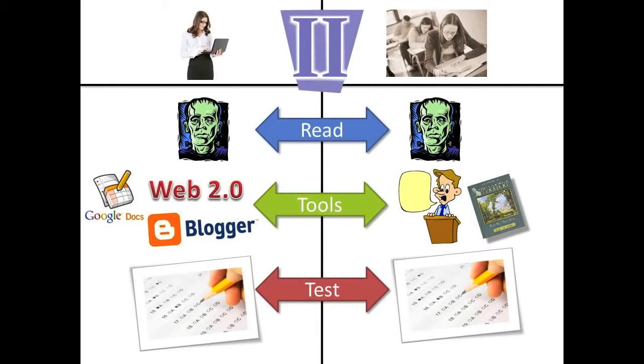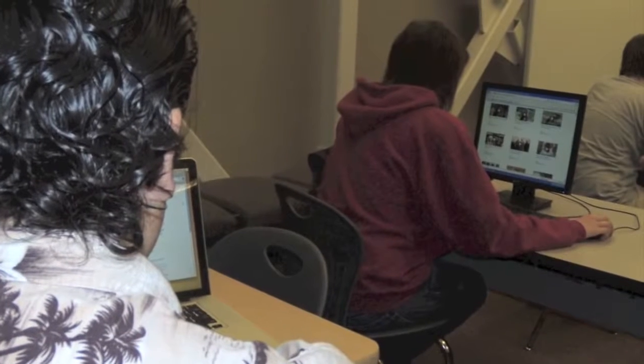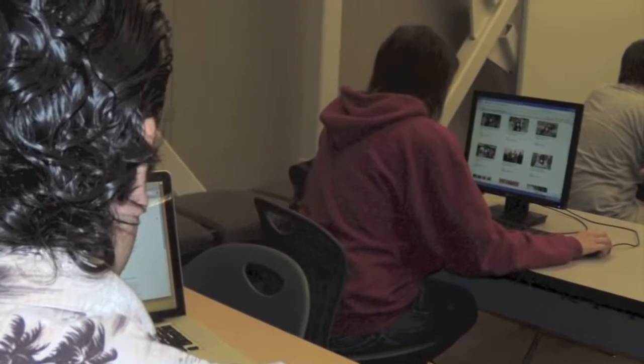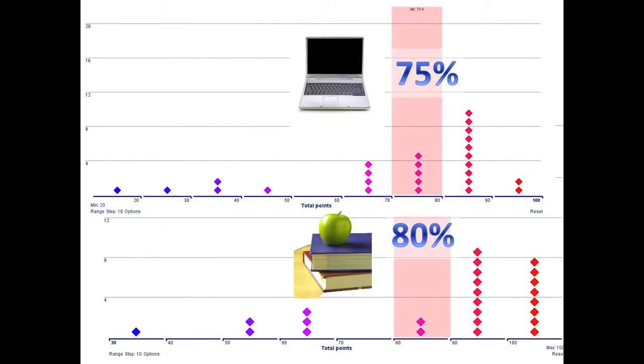As you can see, the setup remained the same as Cycle 1, except for one variation. One group was able to use the computers during the test, and I would be watching them. This helped reduce many of the test irregularities. The traditional group maintained a steady 80%, while the computer group moved up a little bit at 75%.